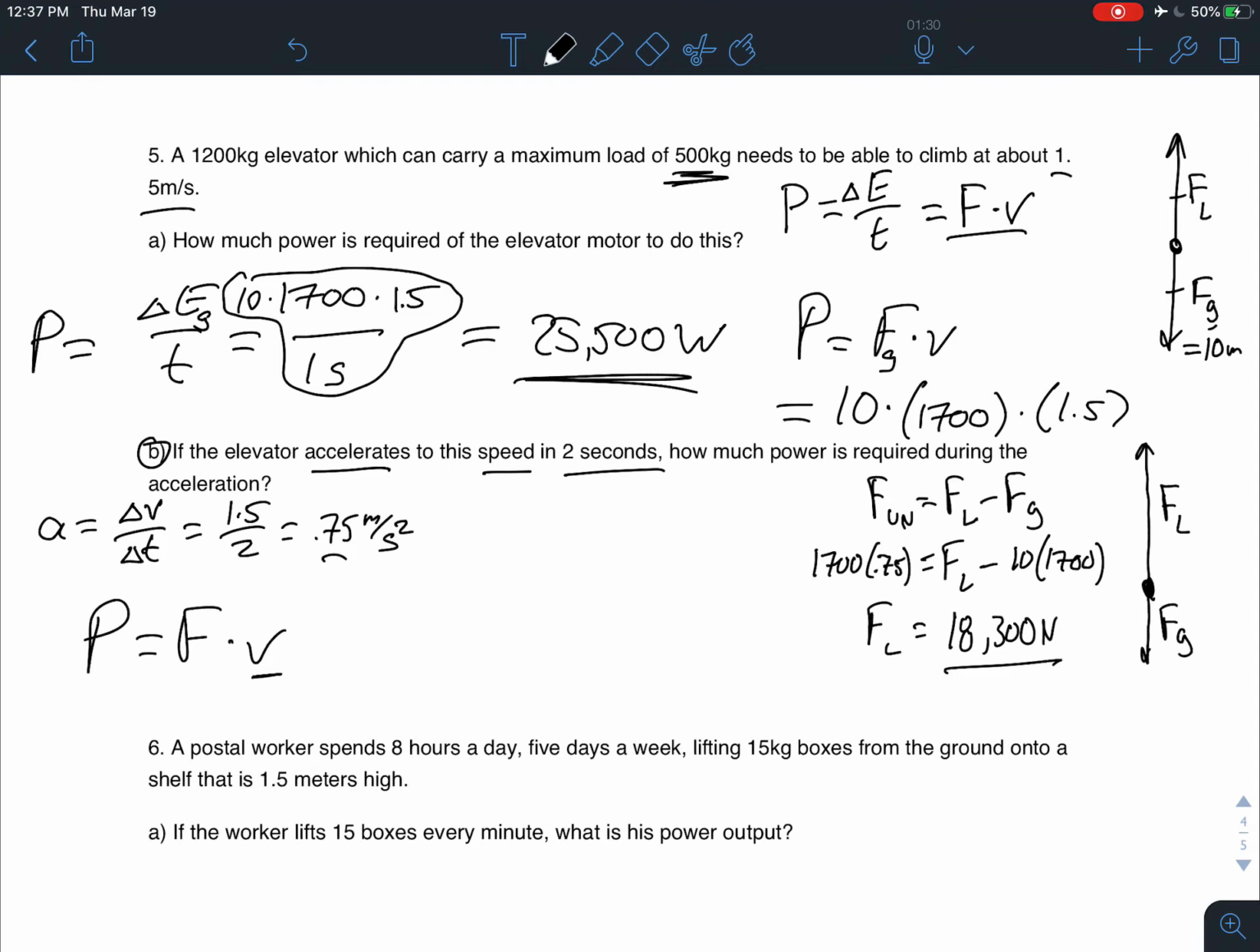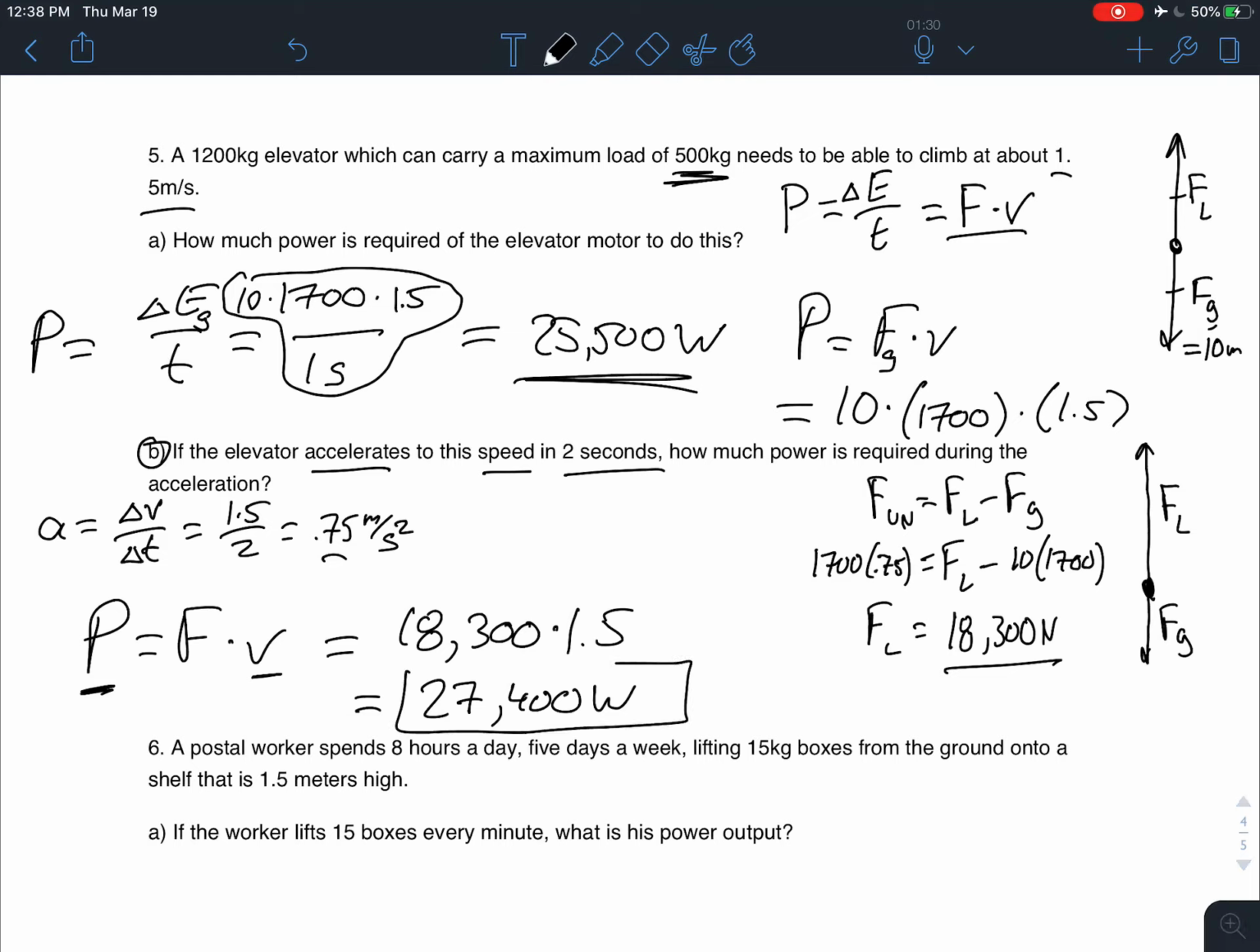It's going to start from 0 and it's going to creep up to 1.5, but the power required is going to include the biggest it's ever going to get. So that's 18,300 times 1.5, and that is about 27,400 watts. And you can see that that's bigger. That's what we would expect, a little bit bigger than how much power was required to just move the elevator up at a constant velocity.